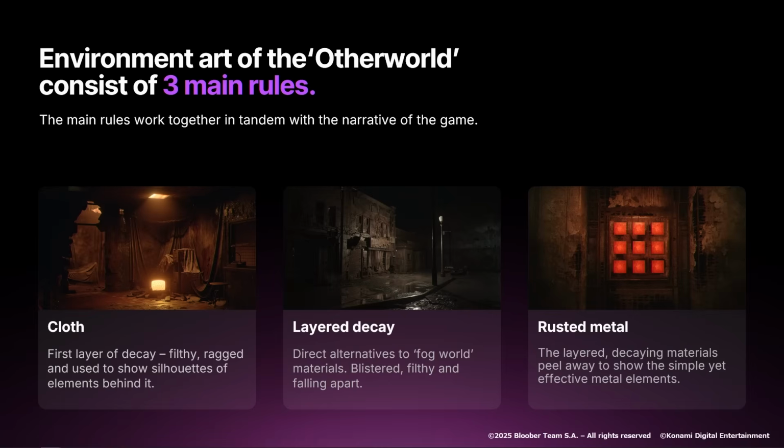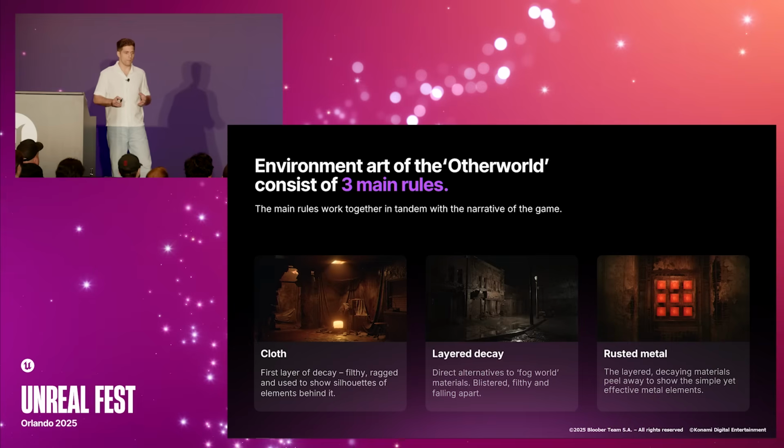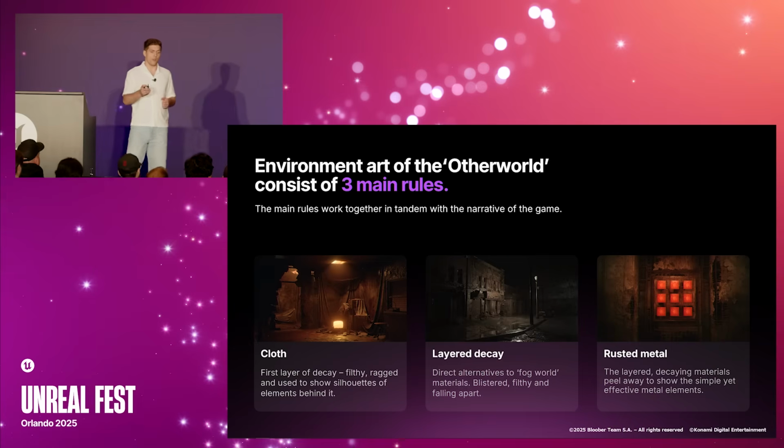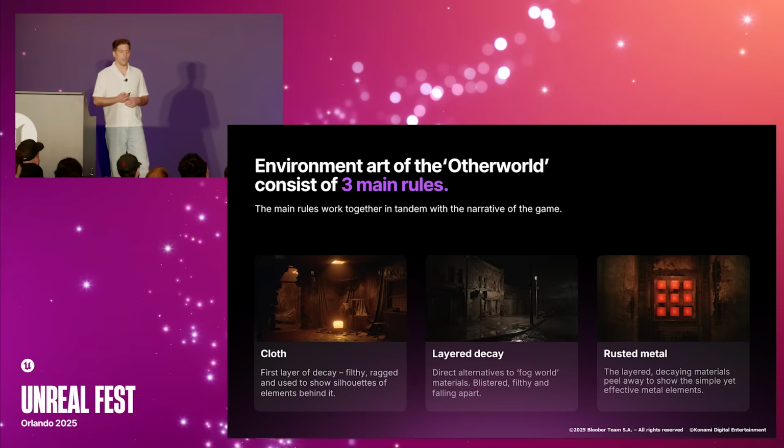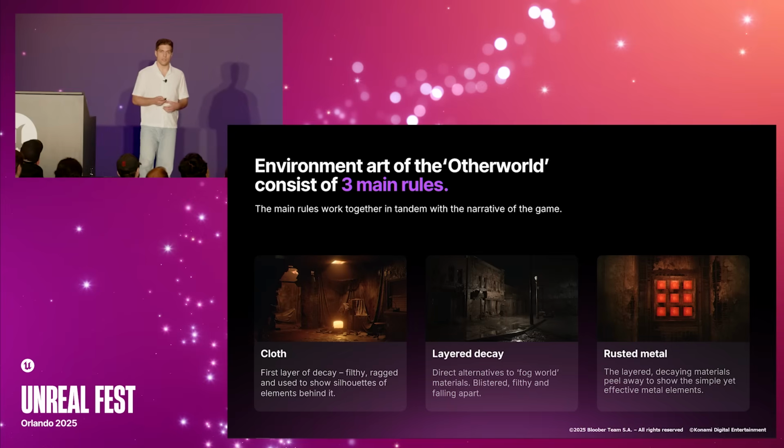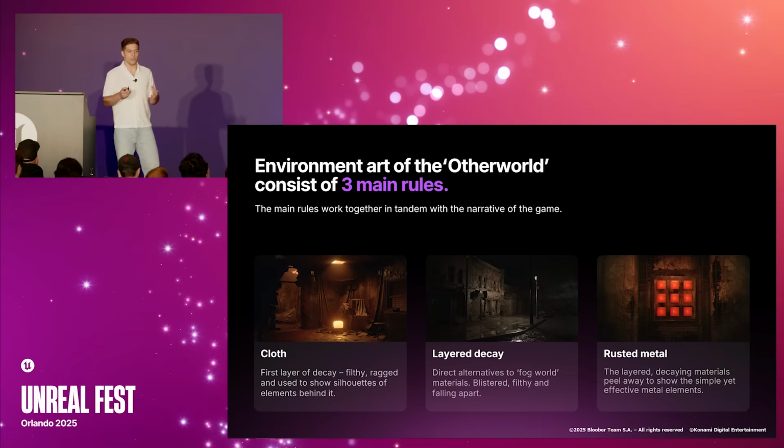So as I was creating this presentation, I felt that we can split all of the aesthetic of the Otherworld into three main rules or visual pillars that work in tandem to boost the narrative of the game. Those three are cloth, layered decay, and rusted metal. Each plays a different role in the storytelling value of the game.